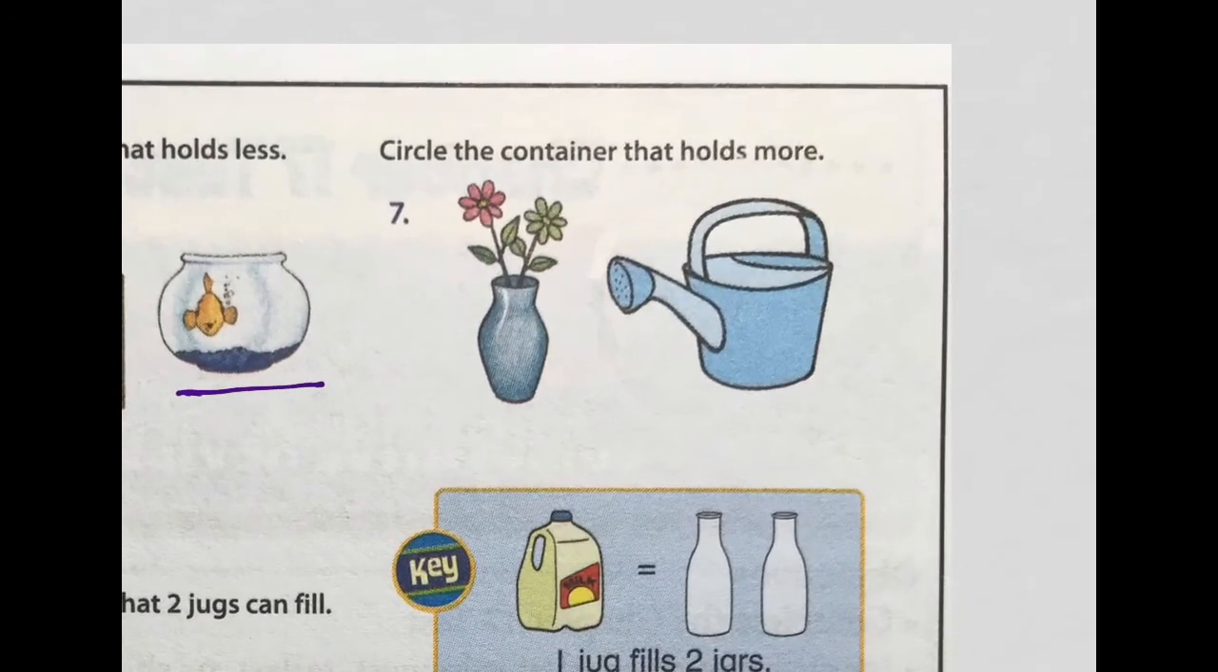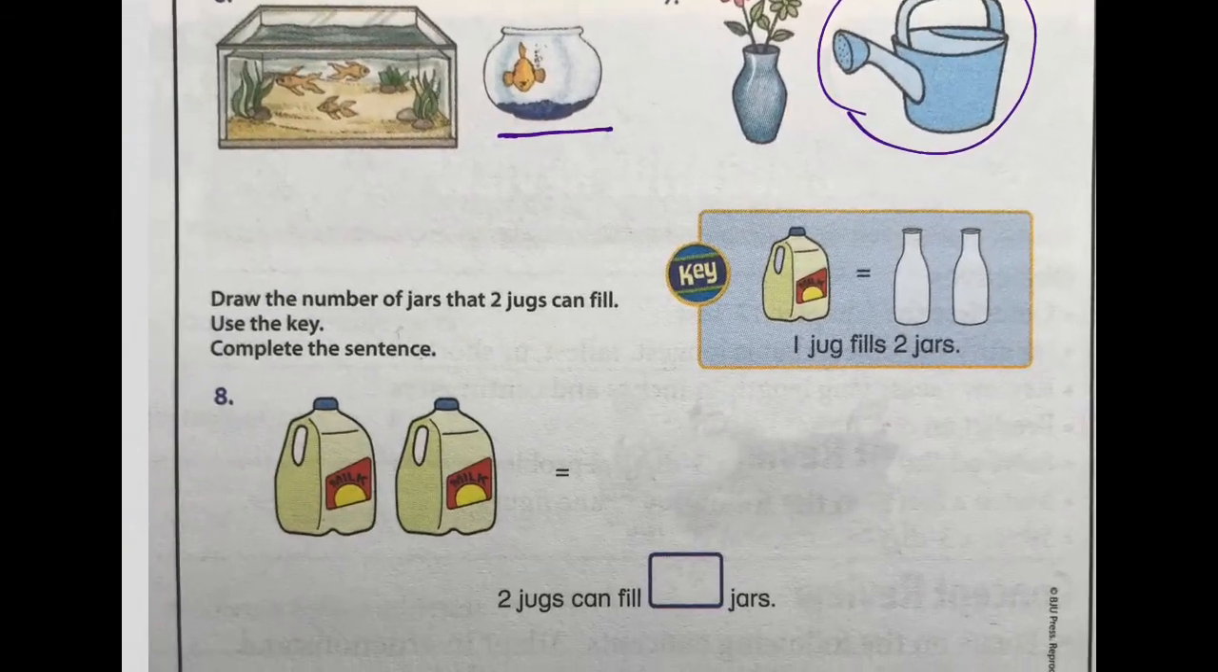For number 7, the directions change a little. It says circle the container that holds more. Which container holds more? The flower vase or the watering can? You're right, the watering can. So we will circle the watering can because it's a container that holds more than the vase. All right.